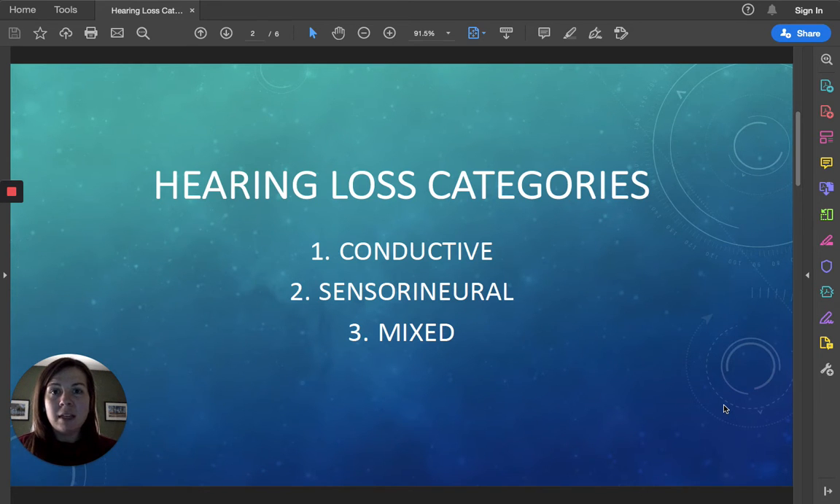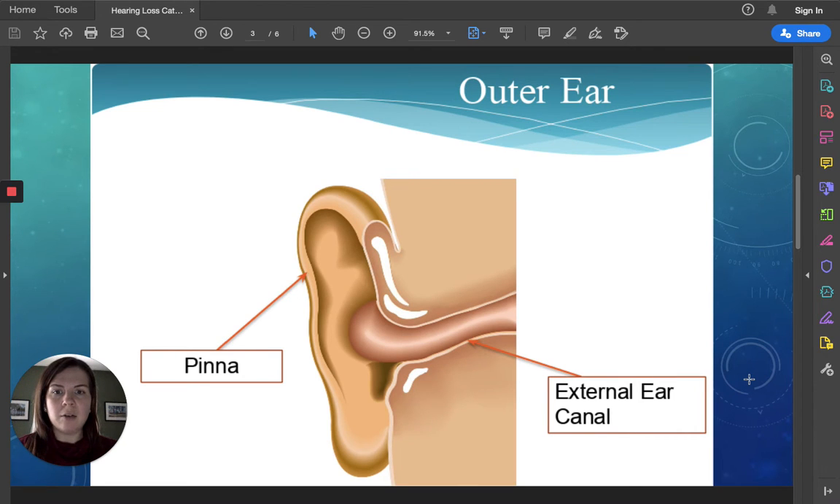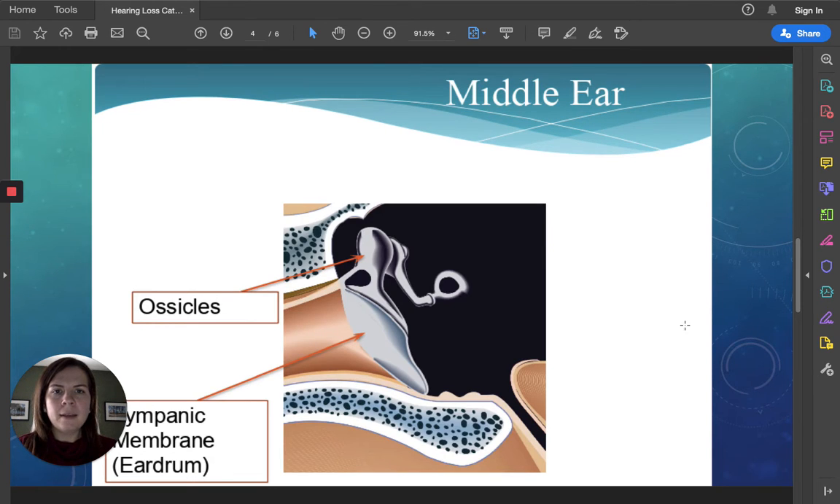But in order to understand the categories of hearing loss, it's important to understand some of your ear anatomy as well. So there's three different parts to your ear. The first part is your outer ear. That includes your pinna, which is the piece right here that everybody sees, as well as your ear canal. Then your middle ear starts at your eardrum right here, which is the end of your ear canal. And then it also has your ossicles, which are those three smallest bones in your body.